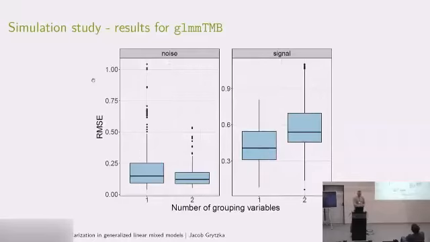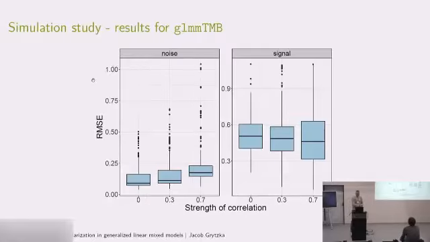Then we have the number of grouping variables, where the results are not that different from each other. And then we have the strength of correlation. Difficult. We see that if the correlation is higher, the RMSE grows, or the variability of the RMSE grows.